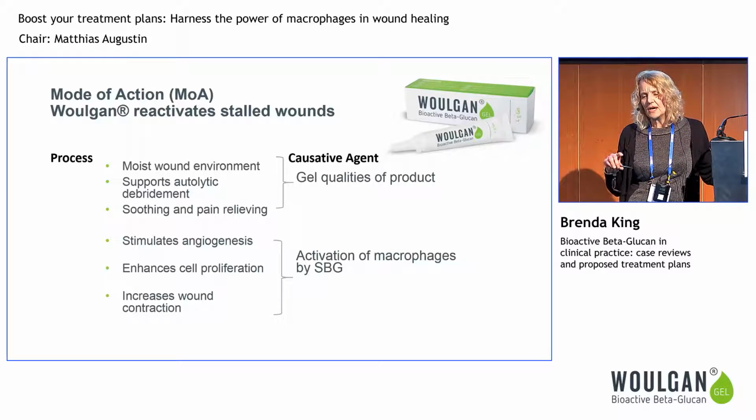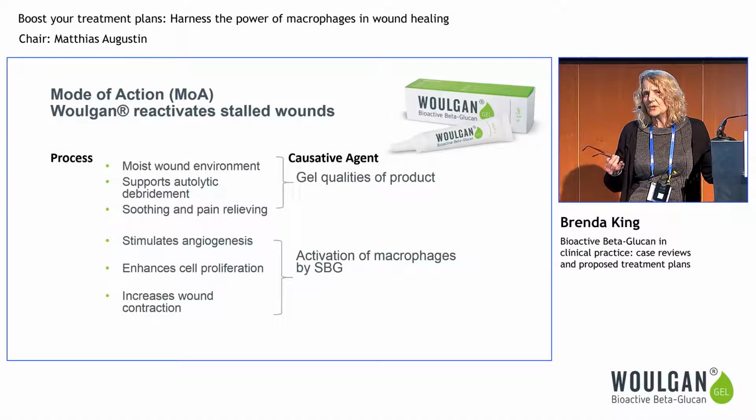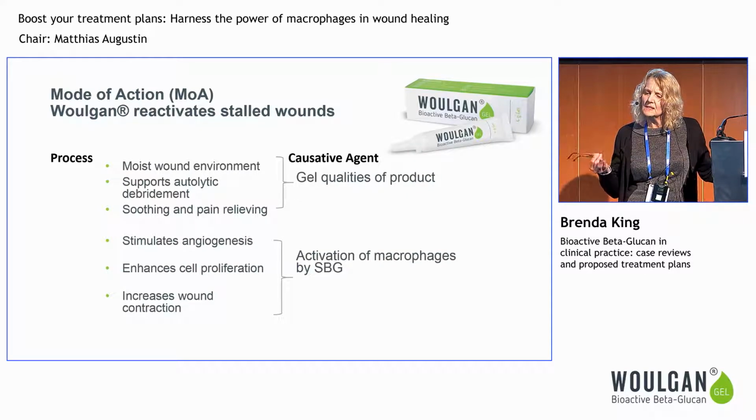The Woulgan gel is in a type of hydrogel, so it has all the benefits of a hydrogel, providing the moist environment. It soothes and is quite comforting from a pain perspective, and the pain scores did improve significantly in the patients that were evaluated. It also has this soluble beta-glucan that has been demonstrated to stimulate angiogenesis, to enhance cell proliferation, and also increase the ability of wound contraction.